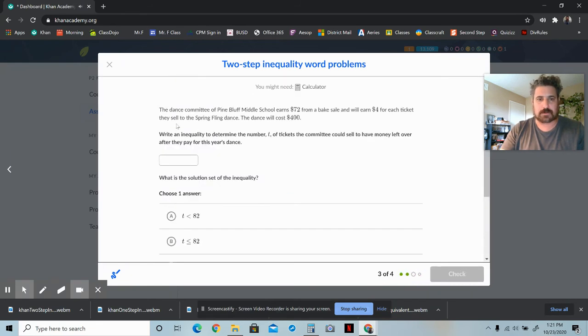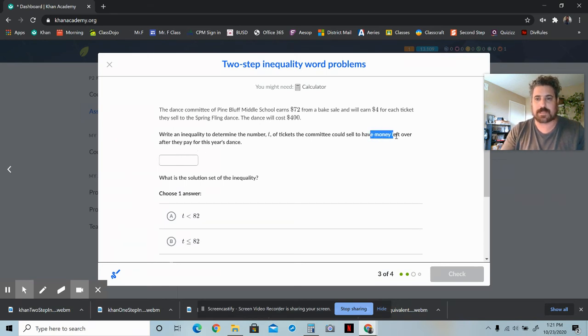Let's look at the next one, okay? The dance committee of Pine Bluff Middle School earned $72 from a bake sale and will earn $4 for each ticket they sell to the Spring Fling dance. The dance will cost $400. Write an inequality to determine the number T of tickets the committee could sell to have money left over after they pay for this year's dance.